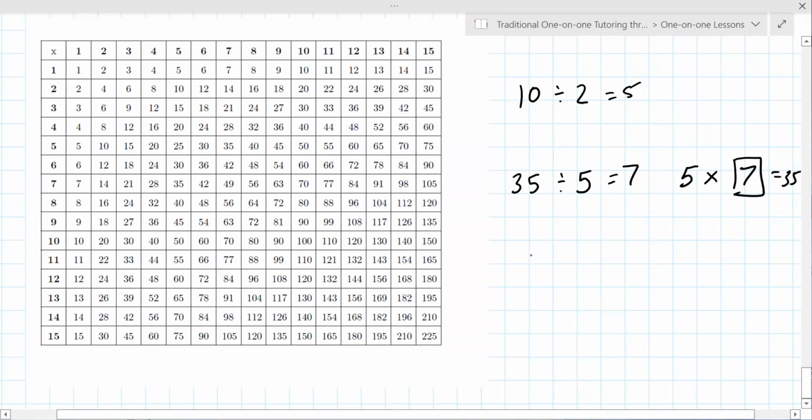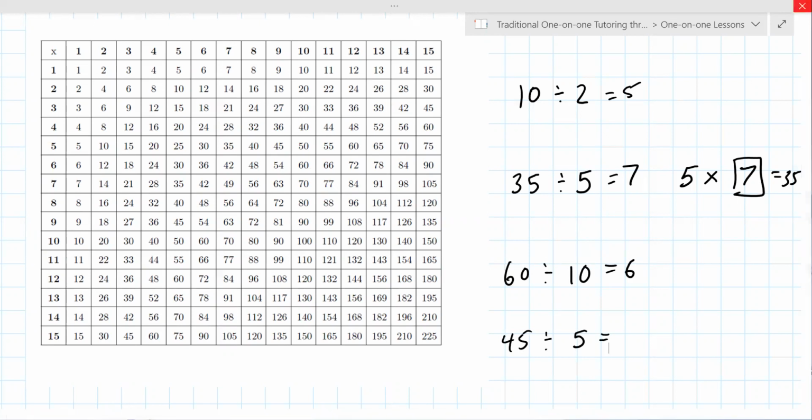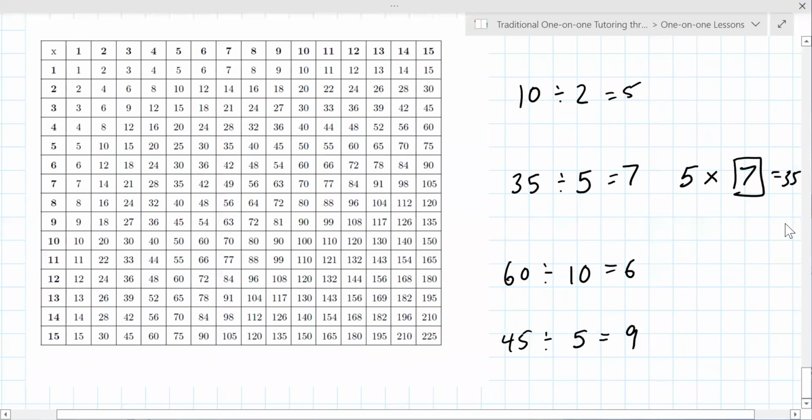Okay, let's try another one here. How about 60 divided by 10? 6. Yeah. How about 45 divided by 5? 9. It's 9. You're really getting this down. That's excellent. How about 90 divided by 15?